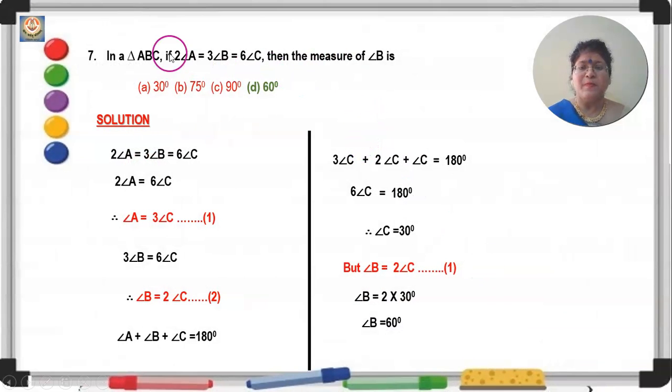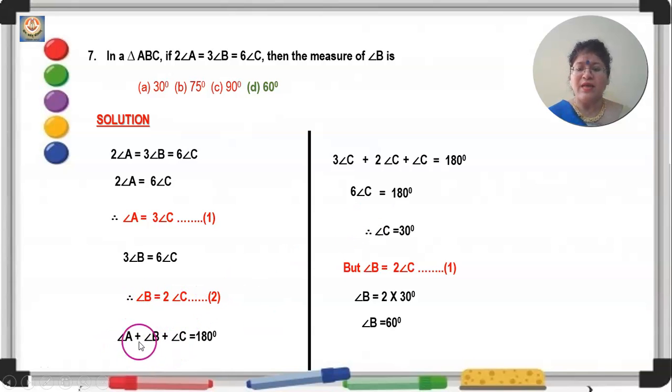Similar question. In the same triangle, they have given the same thing, twice angle A equal to thrice angle B equal to 6 times angle C, and they've asked you to find the measure of angle B. You will proceed the same way. First you take twice angle A equal to 6 times angle C, then you get the value of A. Similarly, from this you then get the value of B.